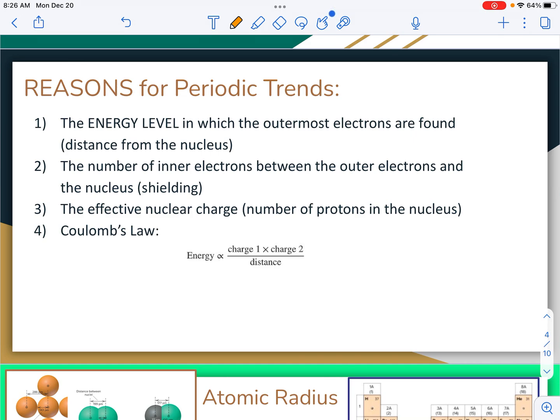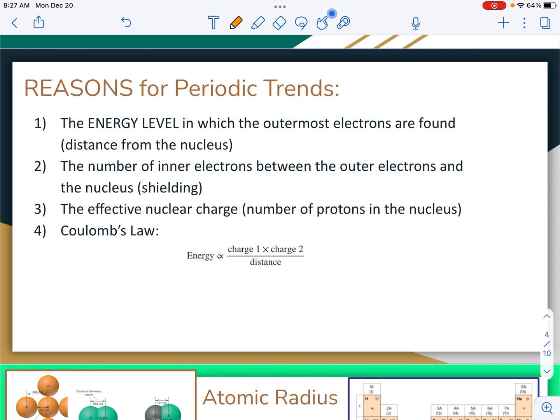So remember that Coulomb's law tells us that the charge and energy are directly proportional, that the greater the positive and negative charges, the greater the attraction, and that the distance and the energy or the force of attraction are inversely proportional, that the farther away those two charges, the positives and negatives, are from each other, the less attracted they are to each other. So when we're talking about energy level as distance from the nucleus, this is definitely a big piece of Coulomb's law and the force of attraction between them.